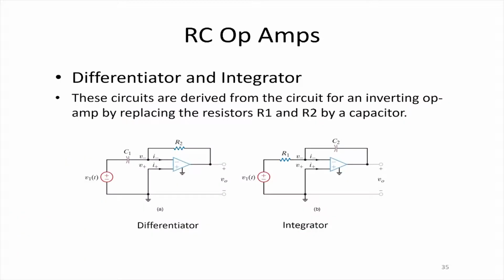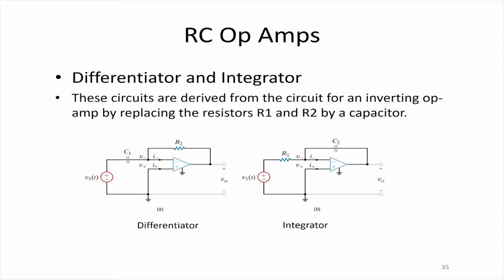So what we're going to look at here is an actual application of the capacitors in an RC op-amp circuit. If you'll recall, we had RC op-amps that had a characteristic feedback resistor, and we'll see how the capacitor behaves when it takes over that role, at least in one of these two solutions. So we see that we have a differentiator and an integrator.